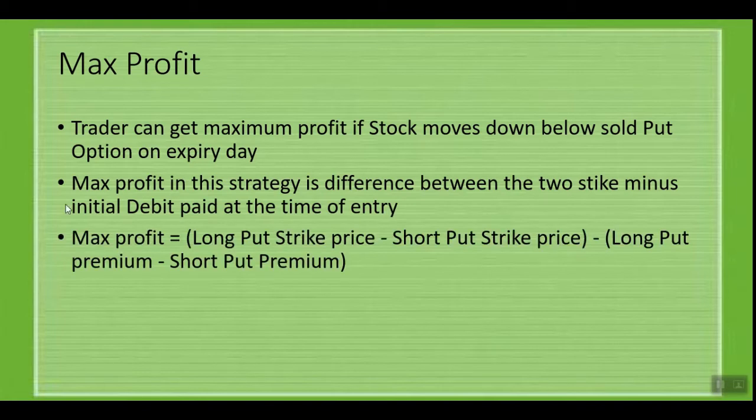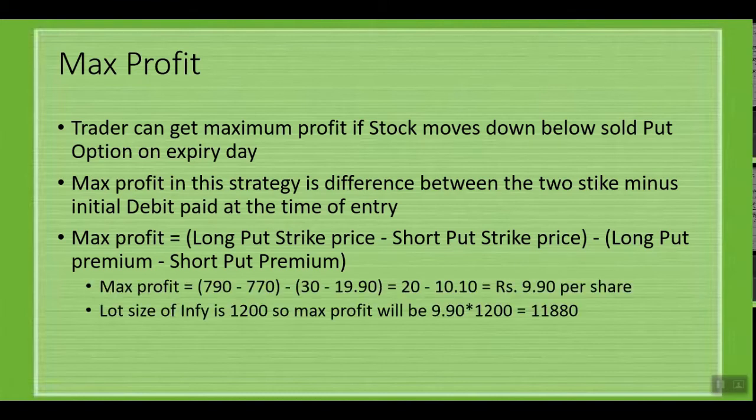So we need to find out the difference between the long put strike price and the short put strike price. So long put strike price minus short put strike price, I will keep this value, and minus long put premium minus short put premium, which is the premium at the time of entry. Okay, so in this case our long put strike price is 790 and our short strike price is 770.